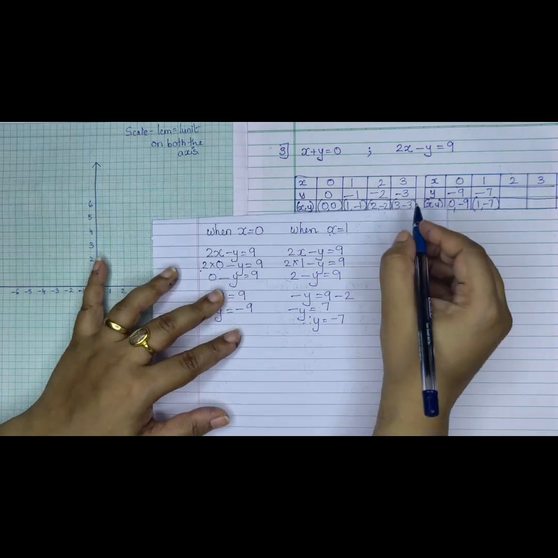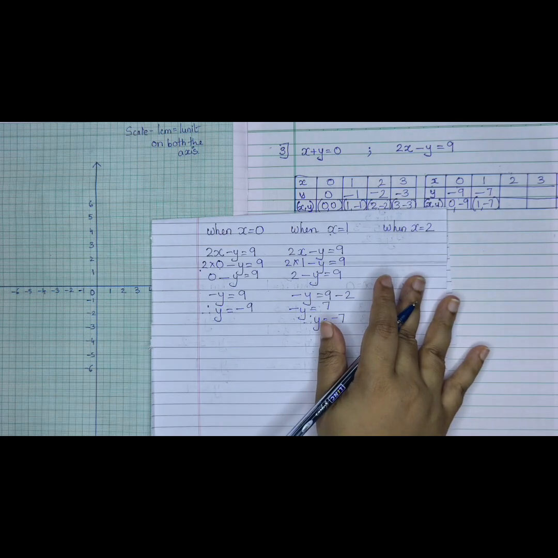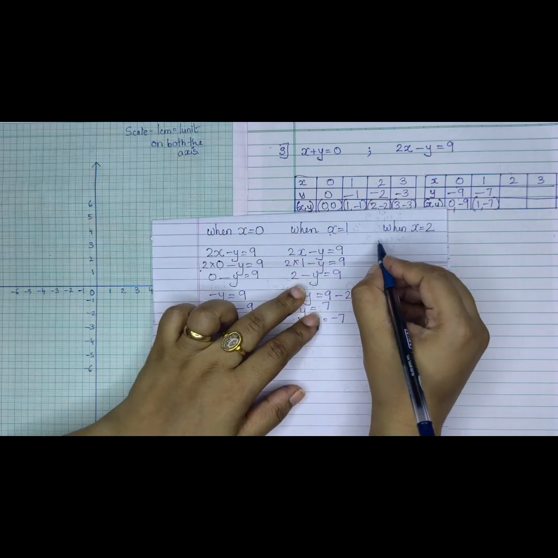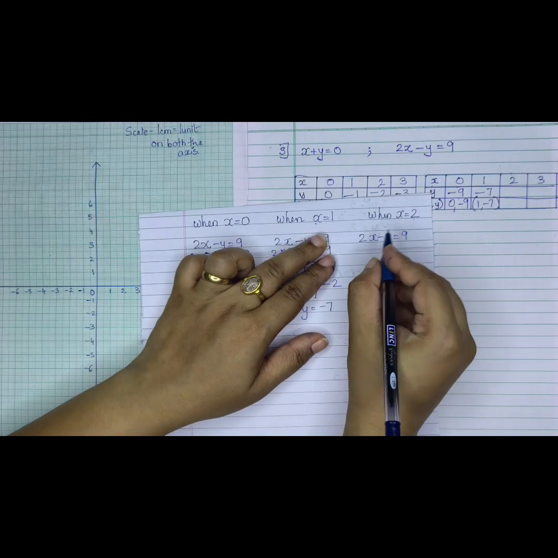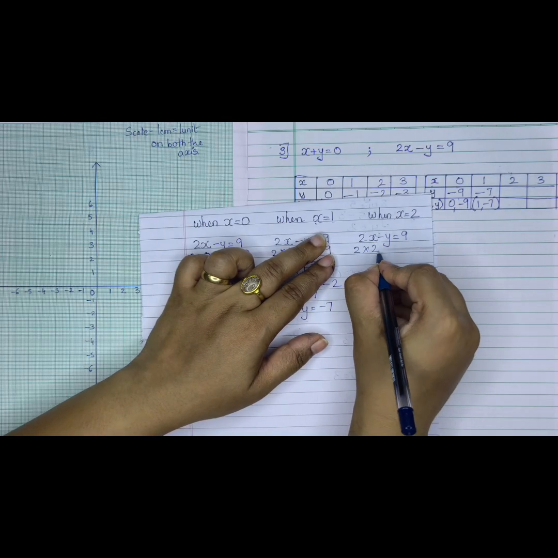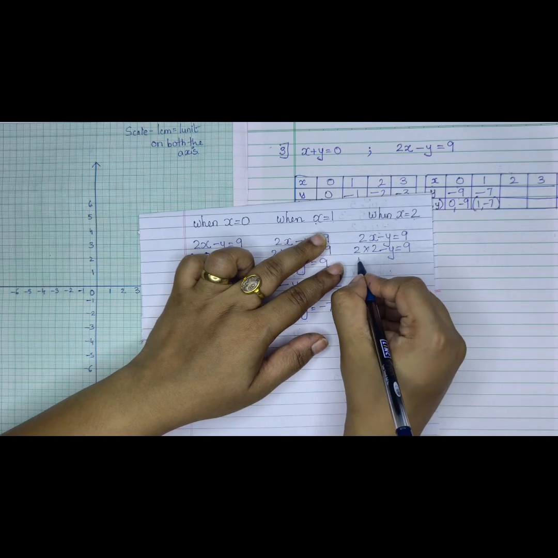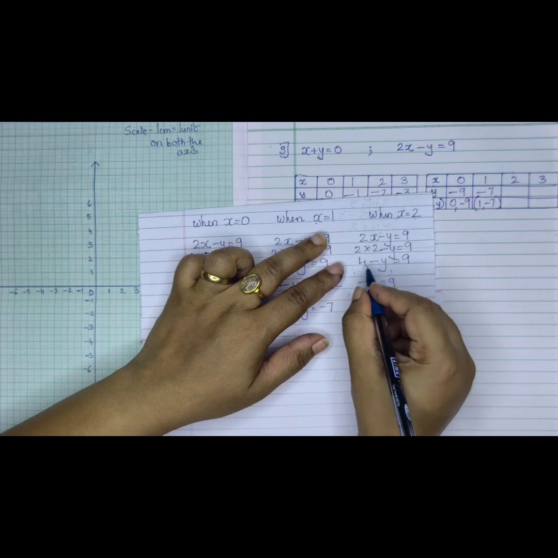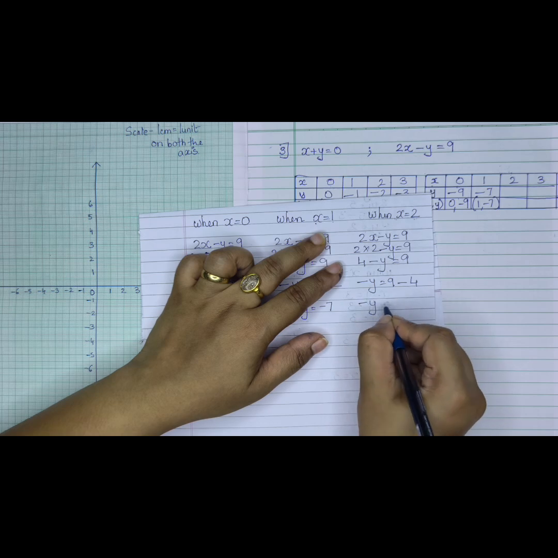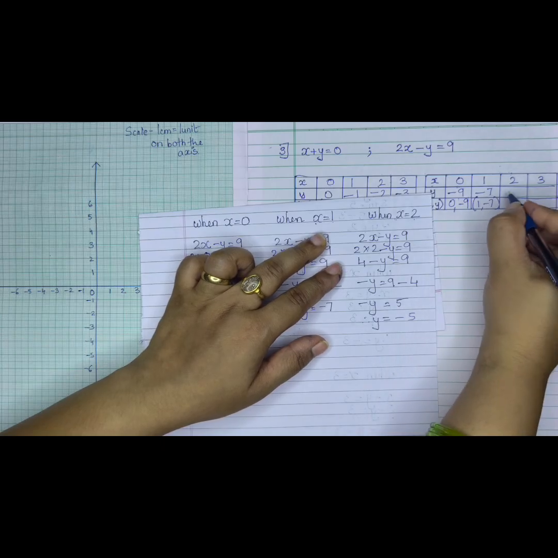Next is when x is equal to 2. Write down the same equation, 2x minus y is equal to 9. Now in place of x we will take 2. That is 2 multiplied by 2, minus y is equal to 9. 2 2s are 4, minus y is equal to 9. 4 bring it here, minus 4. So minus y is equal to 5. Therefore y is equal to minus 5. Get 2 and minus 5.